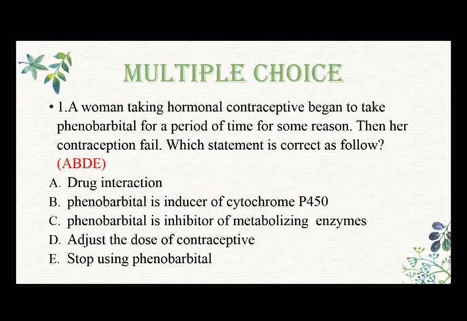Multiple choice. Let's look back at the beginning case. Now it's easy. A woman taking hormonal contraceptive began to take phenobarbital for a period of time for some reason. Then her contraception failed. Which statement is correct as follows? A. Drug interaction. B. Phenobarbital is an inducer of cytochrome P450. C. Phenobarbital is an inhibitor of metabolizing enzyme. D. Adjust the dose of contraceptive. E. Stop using phenobarbital. The answer is A, B, D, E.